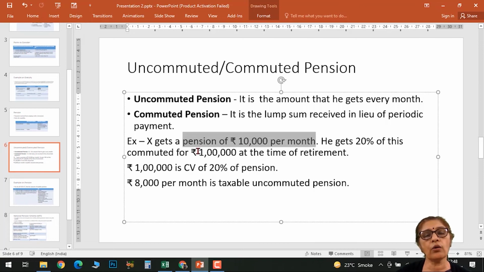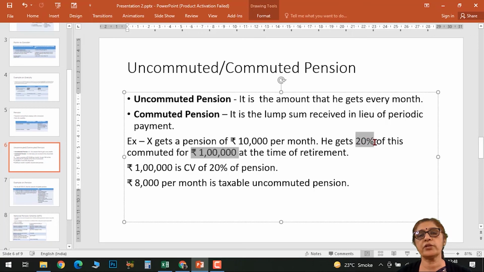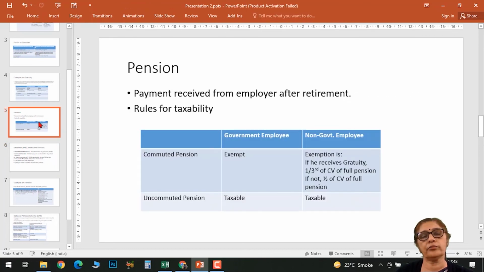So what is this 1 lakh called? This 1 lakh is called commuted value. This is the commuted lump sum amount of what? Of 20% of pension. How much of pension have you commuted? 20%. So 1 lakh would be defined as the commuted value of 20% of pension. And uncommuted would be 80%, that is 8,000. So uncommuted is what you get every month, commuted is what you get one time.